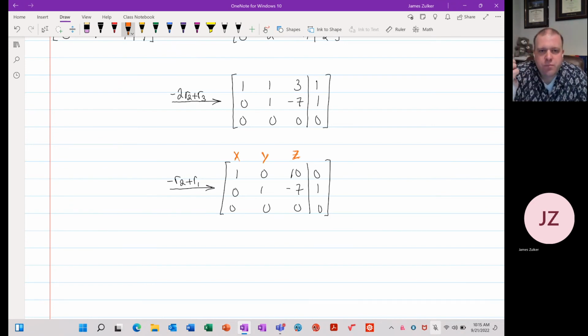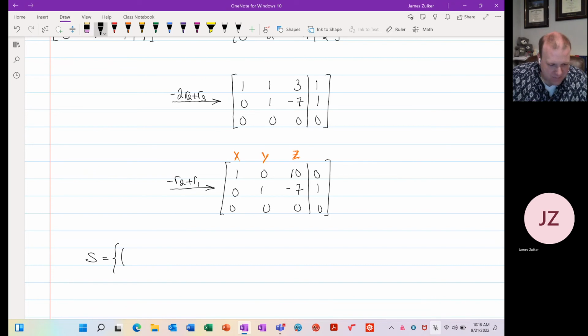We look at this and we go, well, that third column, the Z column, does not have a leading 1. This means that Z is an independent variable. It can be whatever you want it to be. X and Y are then dependent on that value. So here we're going to have an infinite number of solutions, and I'm going to write it as a set of ordered triples. Right, so our solution set of ordered triples. Let Z be anything. I'm going to say Z is R.